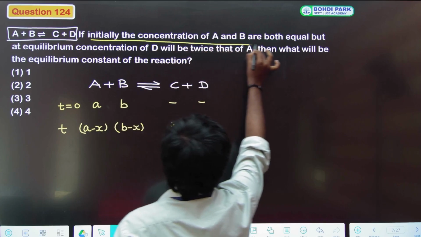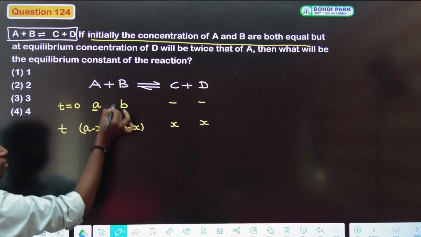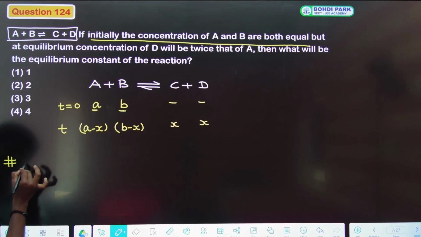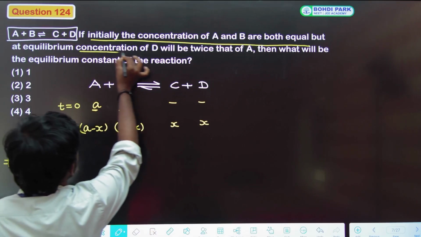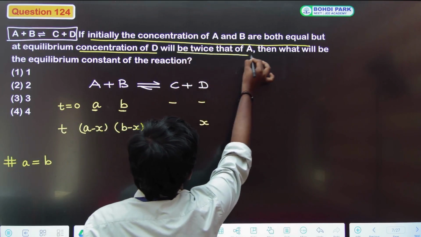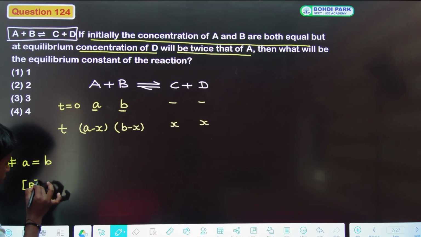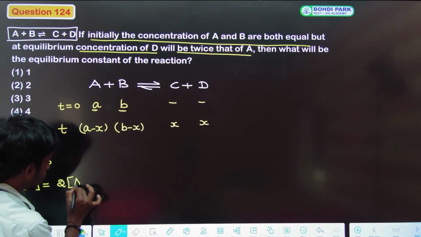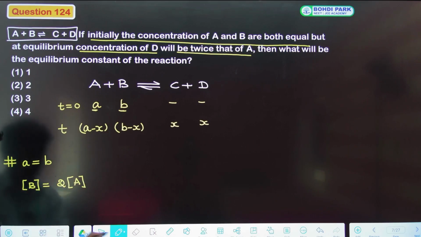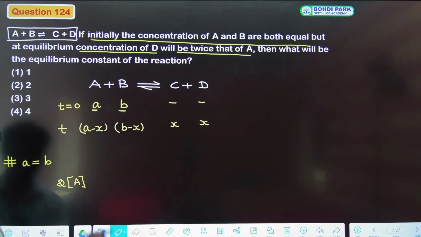Initially, the concentration of A and B are equal. ஓகேவா? So initial concentration of A எவ்வளவு? Small a. Initial concentration of B, small b. So the condition number 1, a is equal to b. ஓகேவா? அடுத்த condition என்னது? The equilibrium concentration of D will be twice that of A. ஓகேவா? So equilibrium concentration of D will be 2 times of equilibrium concentration of A. Equilibrium concentration of D எவ்வளவு கொடுத்திருக்காங்க? Okay, it is given as x.